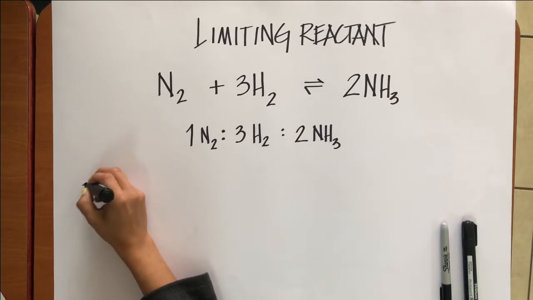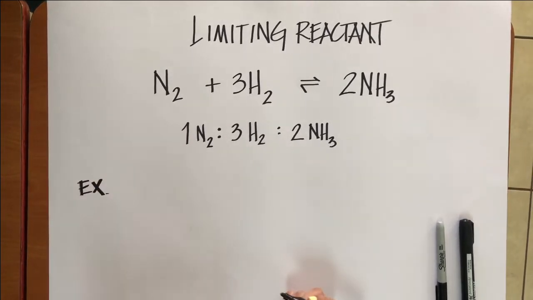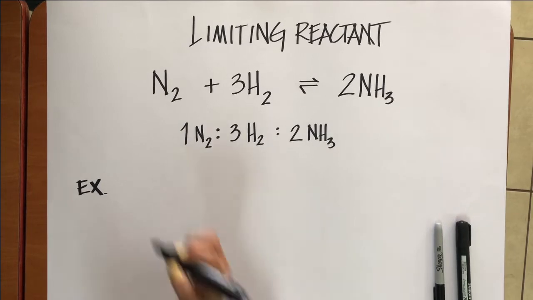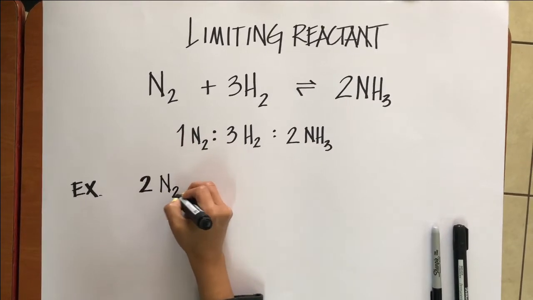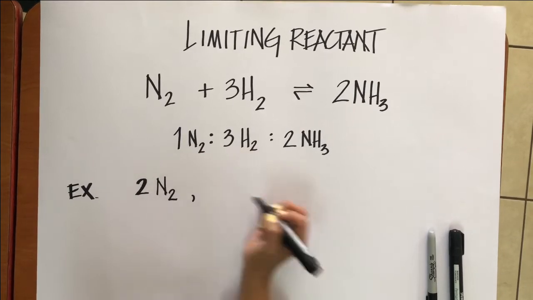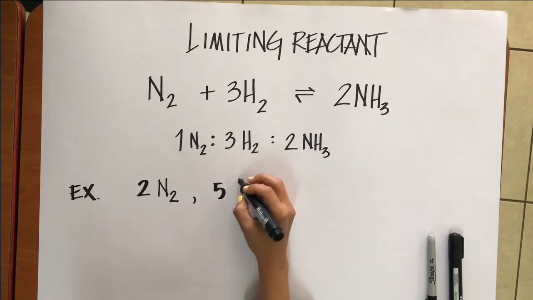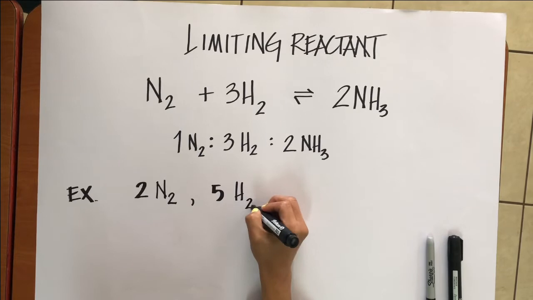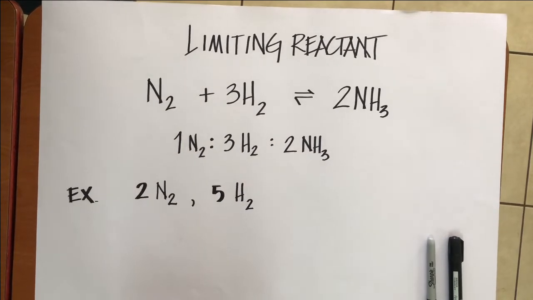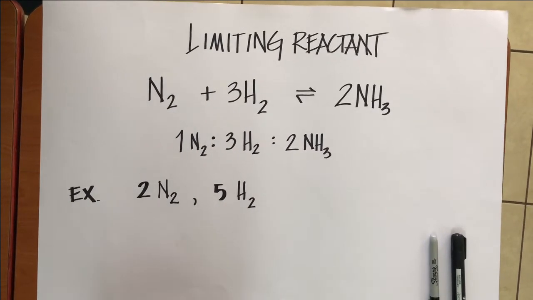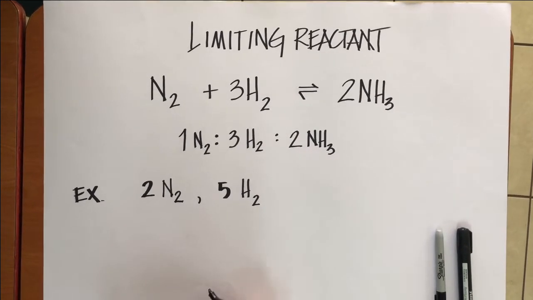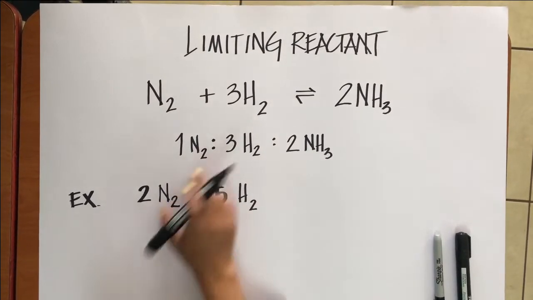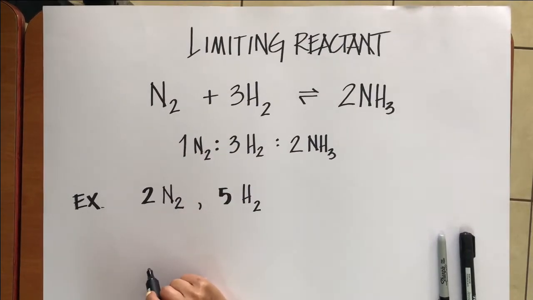Example. If I have 2 molecules of nitrogen gas versus 5 molecules of hydrogen gas, which of the 2 will limit the reaction? Which one will stop the reaction, basically? So how can I tell? Well, I'm going to analyze this considering the nitrogen, for example, because it's easier. It has a coefficient of 1.